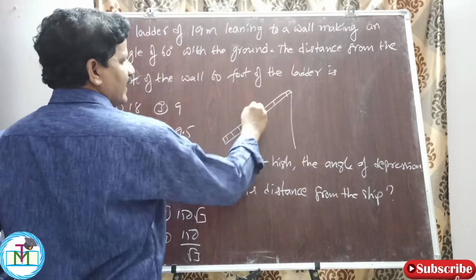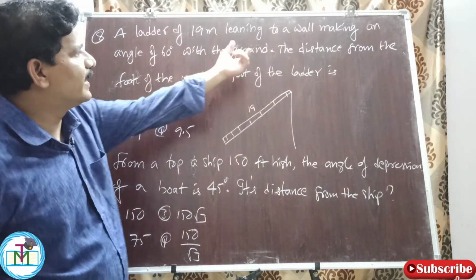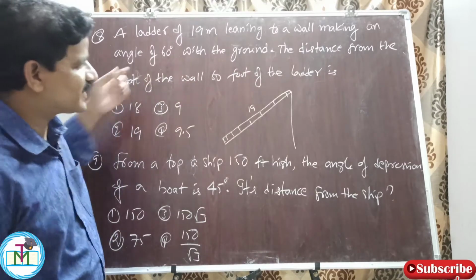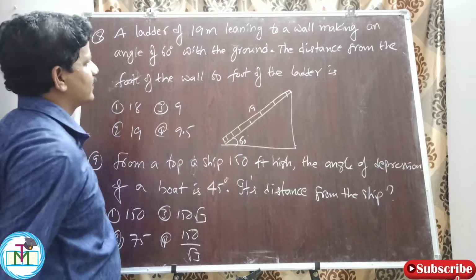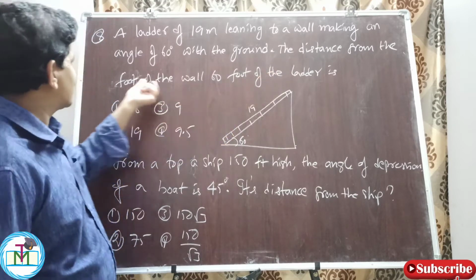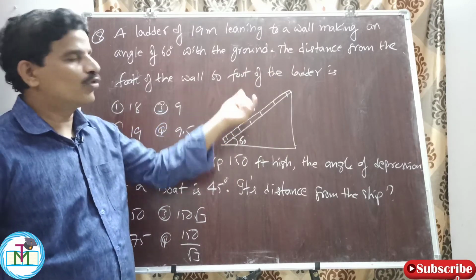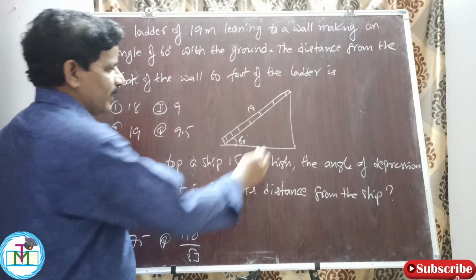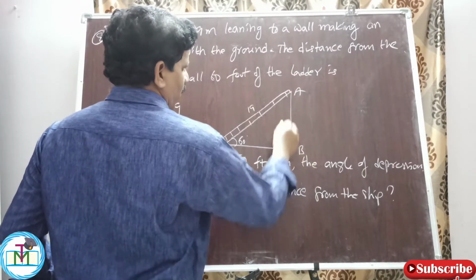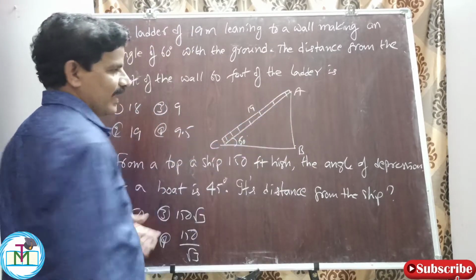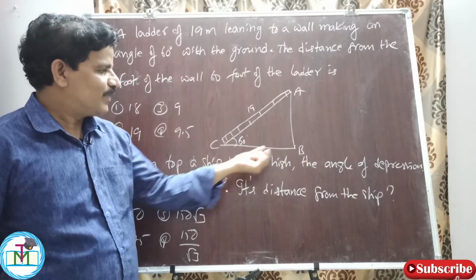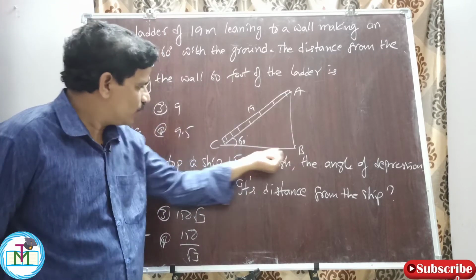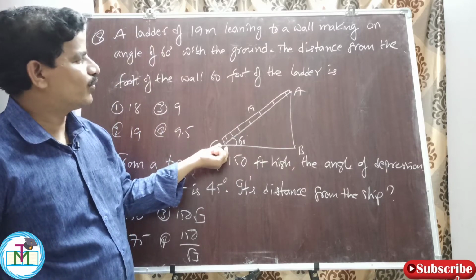A ladder of 19 meters length is leaning to a wall, making an angle of 60 degrees. This angle is 60 degrees to the ground. The distance from the foot of the wall to the foot of the ladder is, means AB is the wall, AC is the length of the ladder, which is 19 meters. The distance between the foot of the wall to the foot of the ladder we have to find.